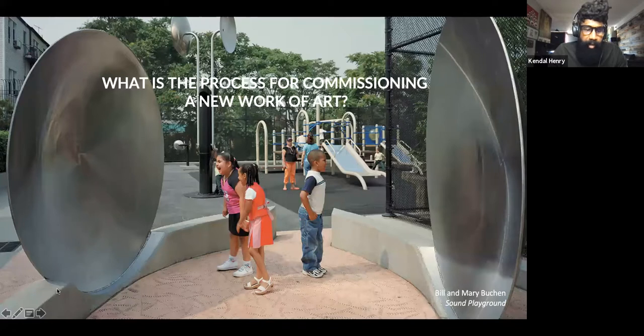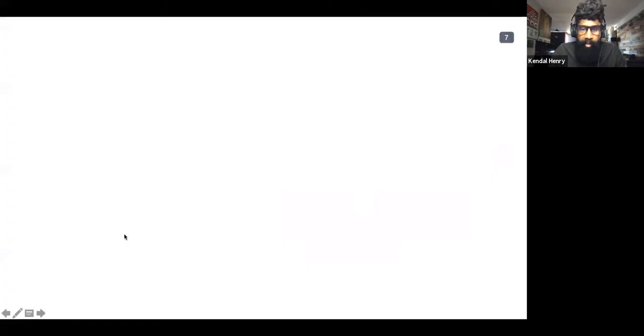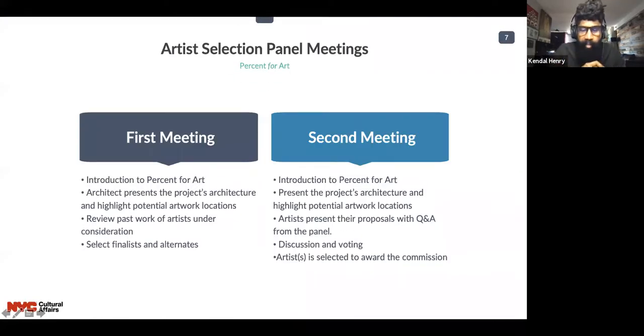And so what is the process of commissioning an artwork? We usually have a two-panel process, and I'm going to show you what that is. It changes depending on what the project is, but the first meeting is an introduction of the program, so people understand why we're doing this and where that's coming from. The architect gives really detailed information as to what the project is. There is a review of potential artists to be considered, and the end of that meeting is to select finalists who will be paid and invited to produce proposals.